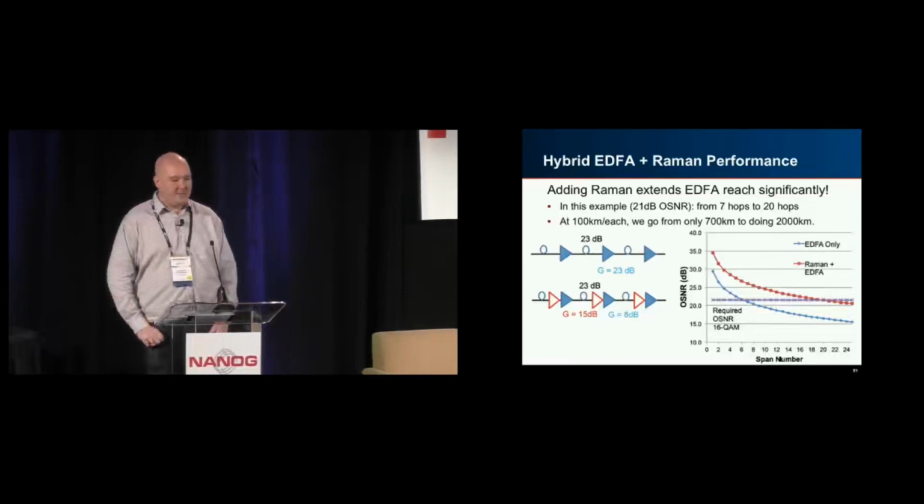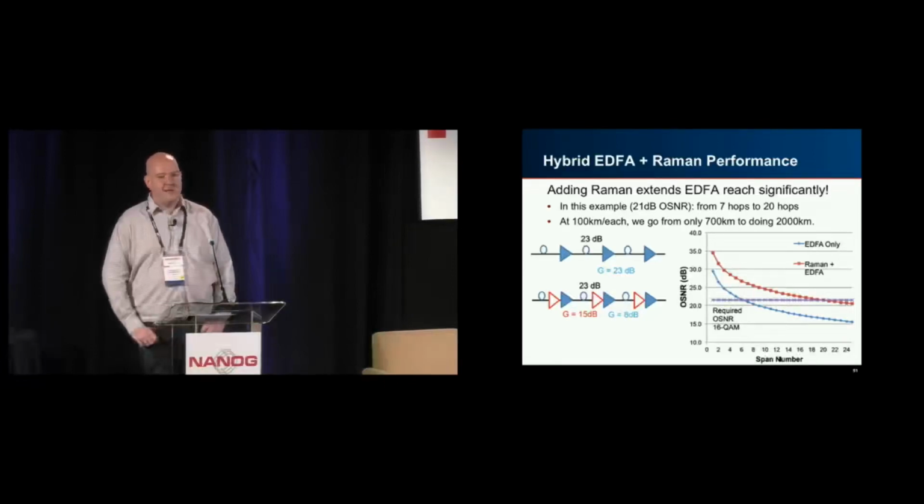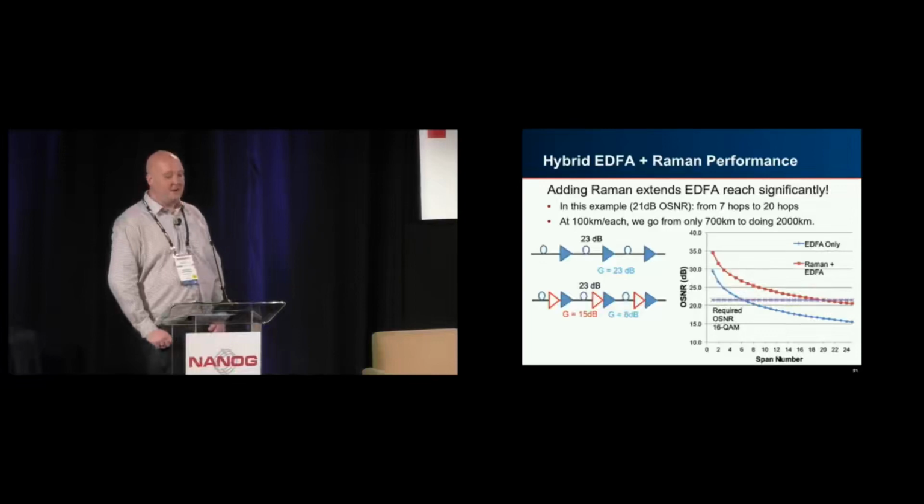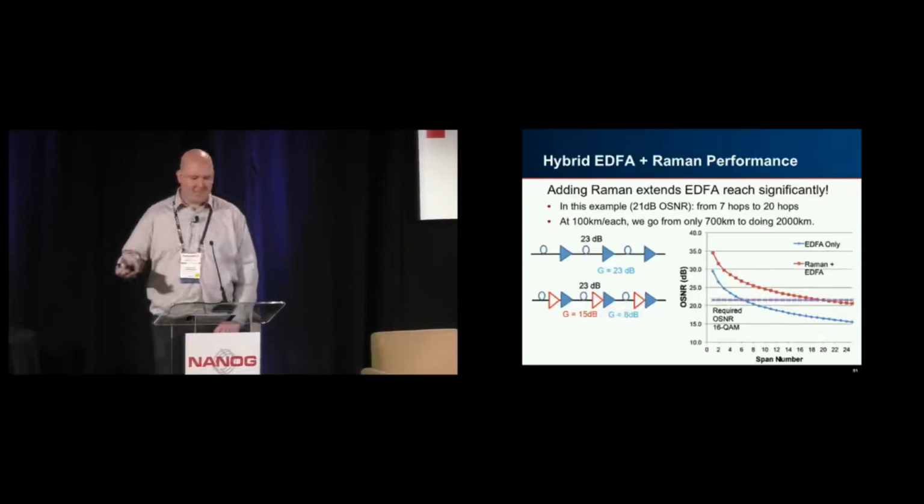So how much does it matter? Well, look at this example. Let's assume that we've got a 21 dB OSNR signal, and we've got 23 dB of spacing between these things. That's kind of your 100 kilometer between huts, very, very common. In an EDFA-only system, we were only able to do 7 hops. We were only able to do 700 kilometers. As soon as we add Raman to this, we're now able to go to 2,000 kilometers. We're now able to get to 20 hops.